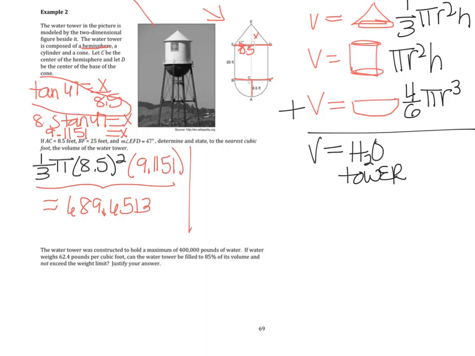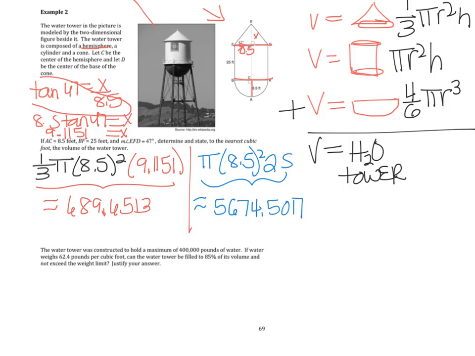Now the volume of the cylinder. Pi times the radius of 8.5 squared times a height of 25 gives us an approximation of 57,674.5017.